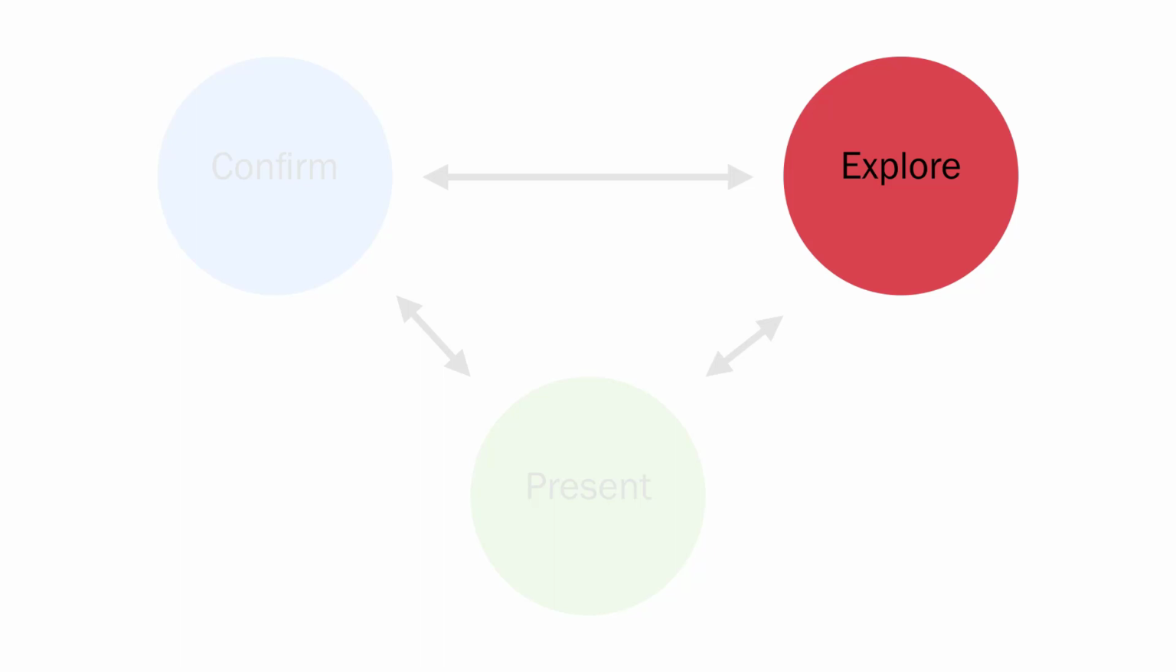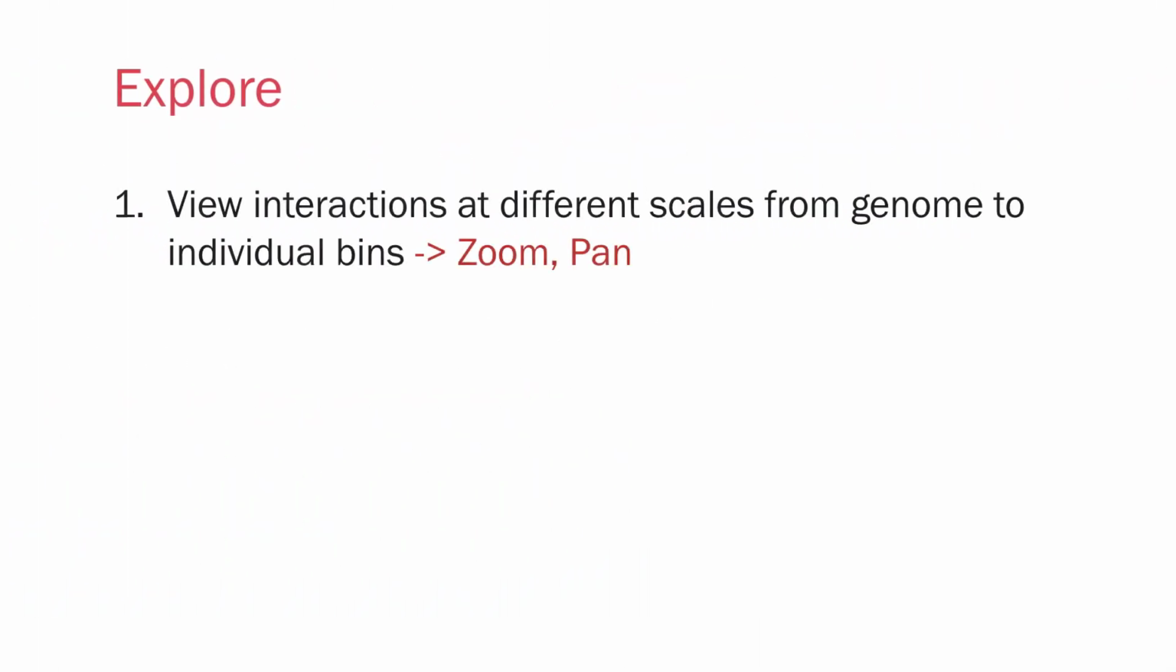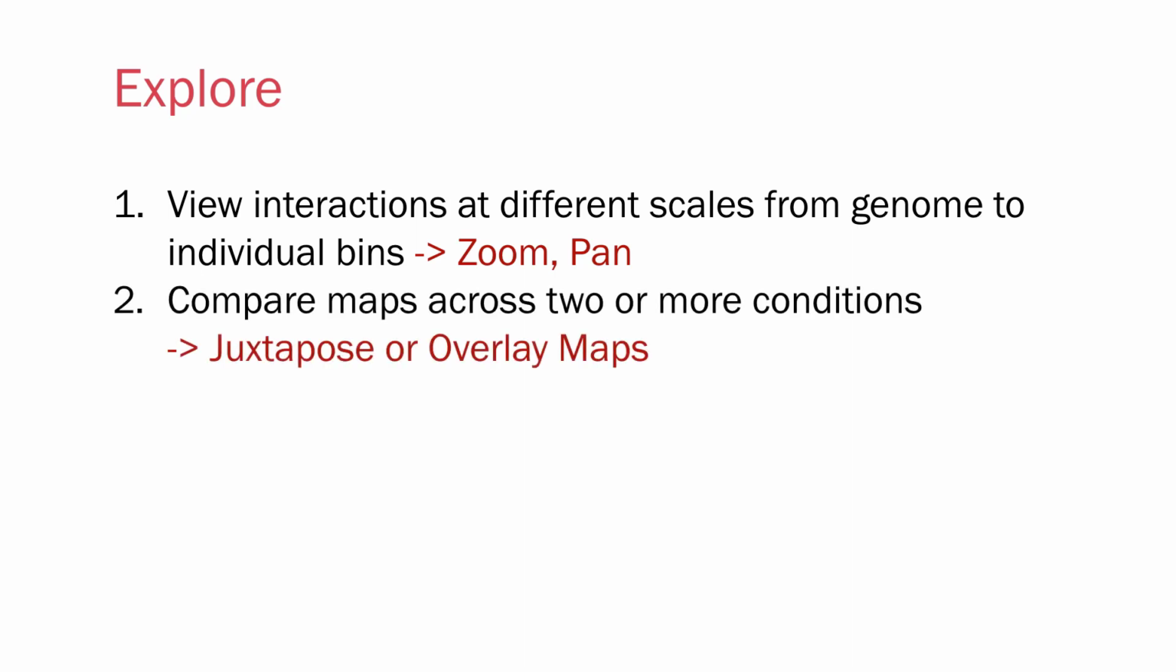Next, in terms of exploration, what do we want to do when we explore Hi-C interaction matrices? For example, we want to be able to see these interactions at different scales. To do that, we need to support zooming in and out and panning, moving the map around. Pretty straightforward. But I'm pretty sure that after the next 45 minutes, you'll never forget anything about genomic scales and how important that is. So this will come up over and over.